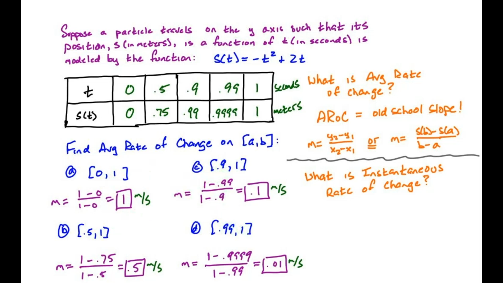And if you take a look at the progression of these rates of change, as our interval gets closer and closer to 1, 0 to 1, 0.5 to 1, 0.9 to 1, 0.99 to 1, you can see our rates of change are decreasing, which brings us to the final question of the day. What is instantaneous rate of change?